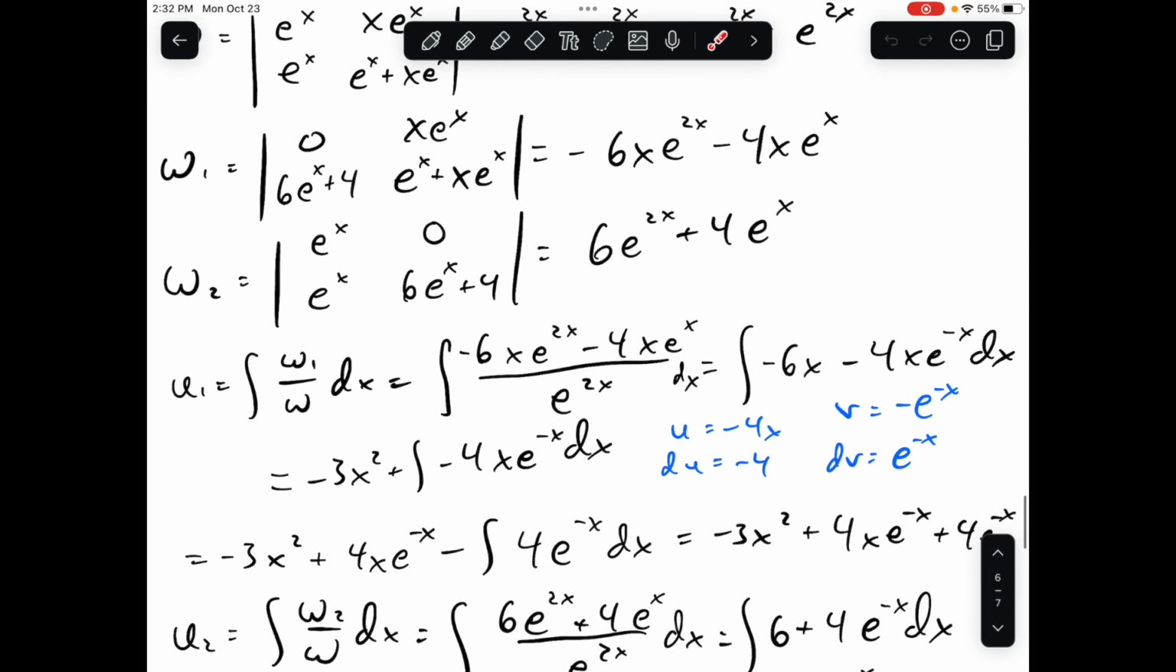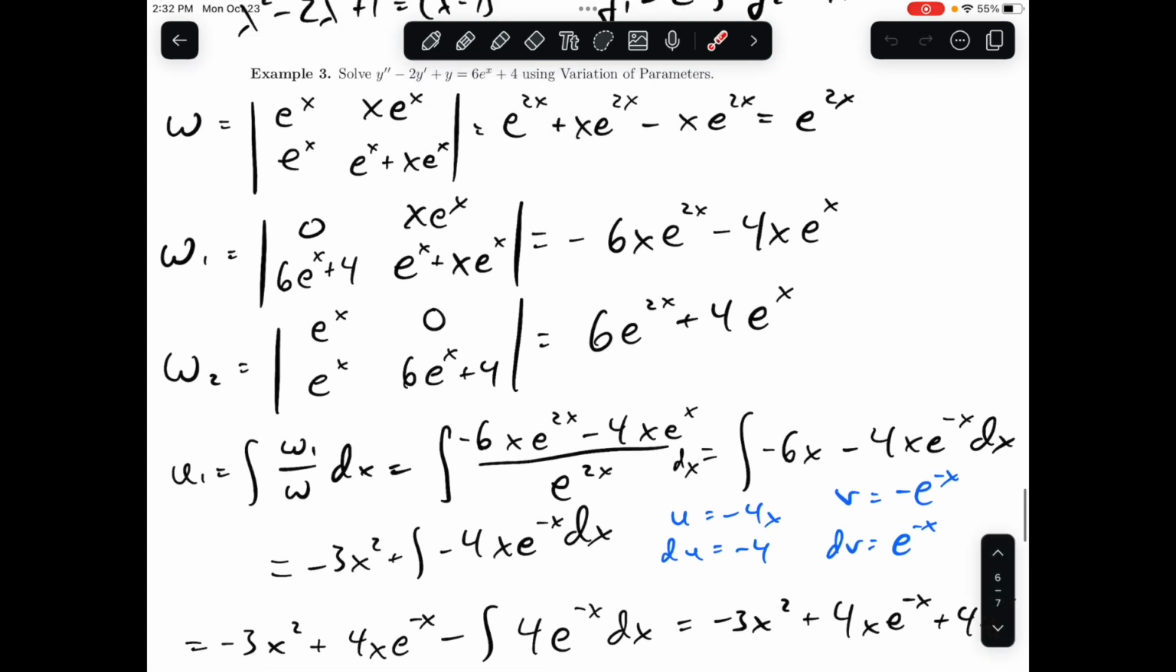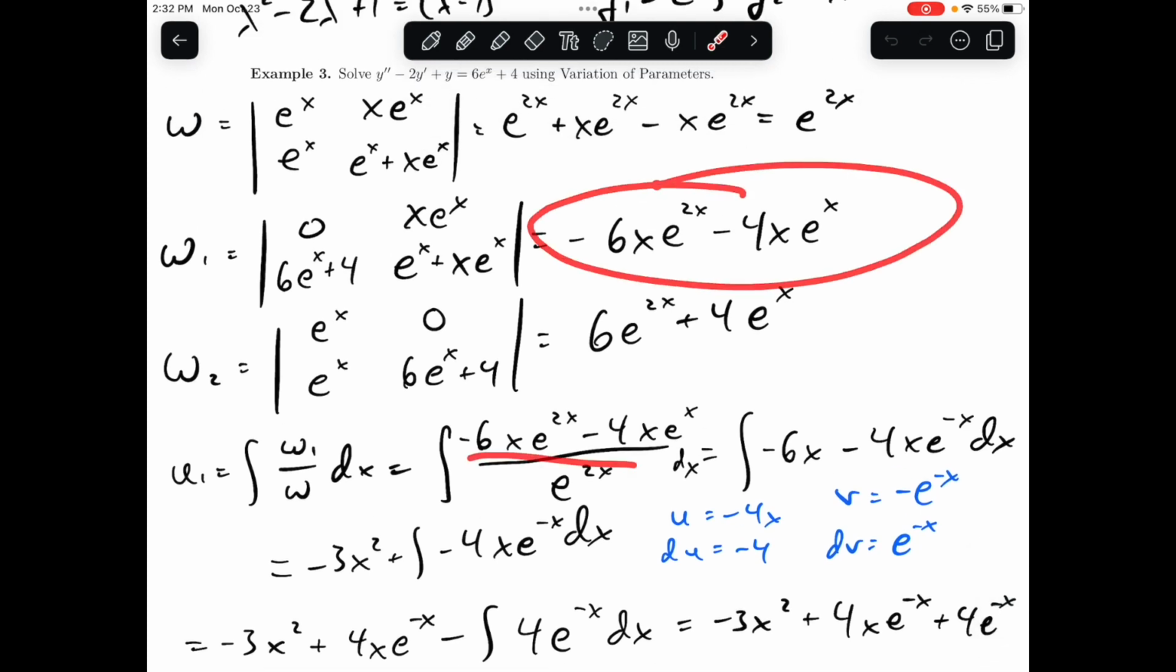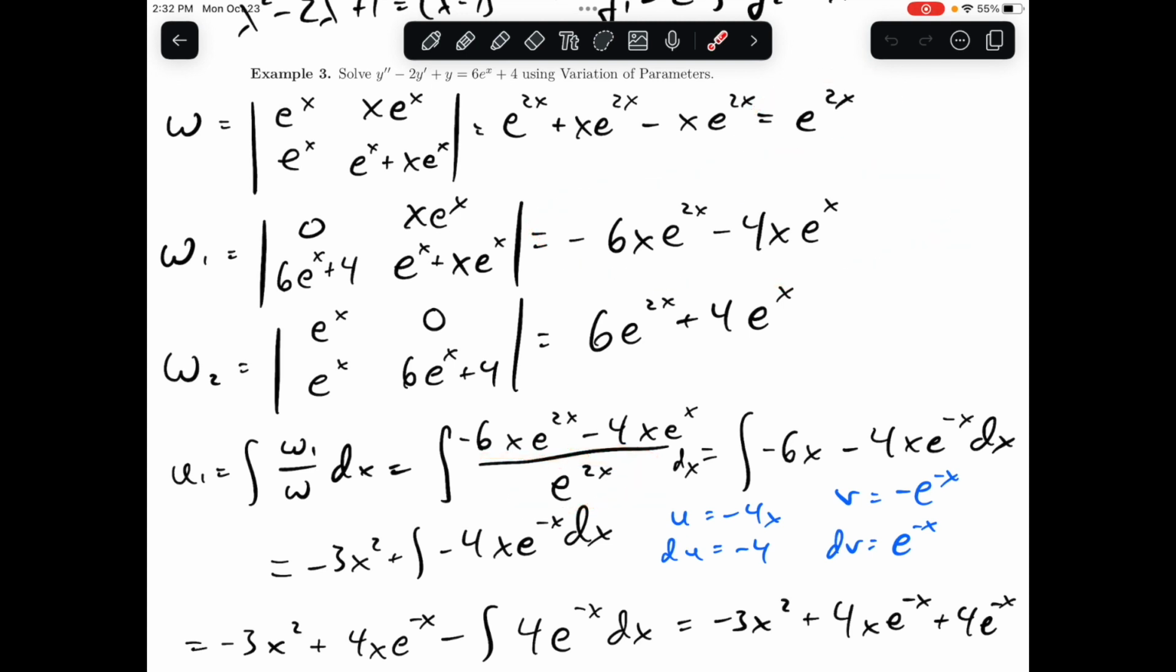So what's your u1? It's going to be the integral of W1 over W. And so your W1 is equal to this, and your W is equal to this. So you just divide these out. You want to simplify as much as you can before you actually do anything. So you can cancel out an e to the 2x over there, and e to the x over e to the 2x simplifies as e to the negative x over there. So this simplifies to negative 6x minus 4x e to the negative x.